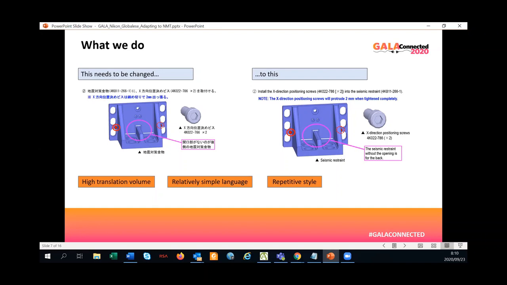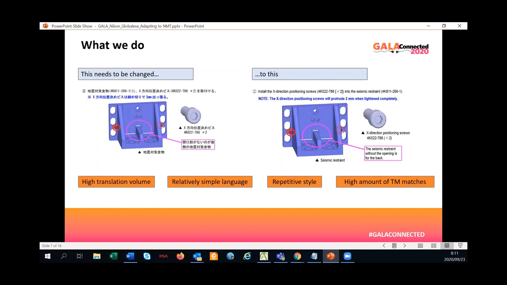It has a lot of a repetitive style. A lot of it is just install the X or tighten the Y, remove this, remove that, and then occasionally they get a lot more complex. And then we have a high amount of TM matches for this because we do a lot of new material, but it's mostly revisions of previous documents.